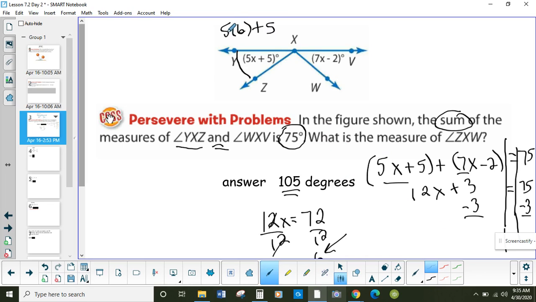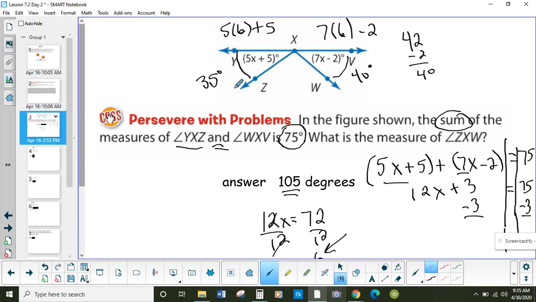I found that. So if I simplify this expression, I get 35 degrees. This is a 35-degree angle, and I got to do it on this side too. What's this angle right here? So I go 7 times 6 minus 2, and I get 7 times 6 is 42, minus 2 is 40, so this angle is 40 degrees.